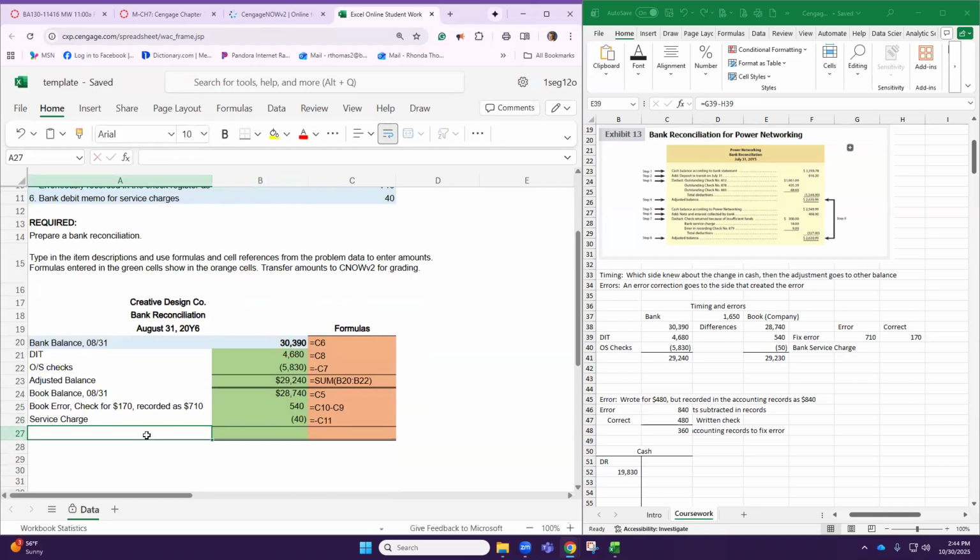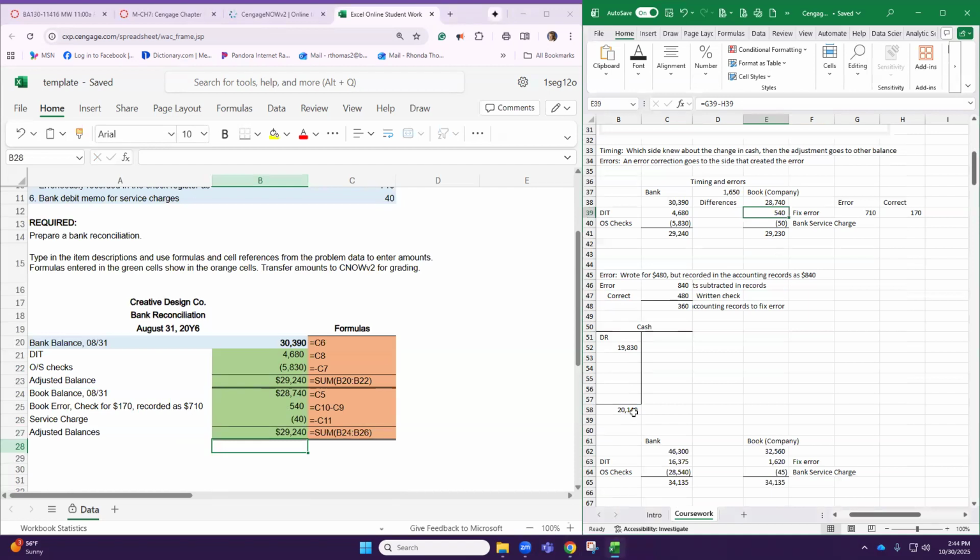Now it's time for the adjusted balance. Remember, we won't do any journal entries for anything that the bank is showing. We don't do anything with these adjustments, but we would with this one. With these two, we would want to make journal entries so that our cash then balances, because our cash now needs to be $29,240. Right now our book balance is $28,740.